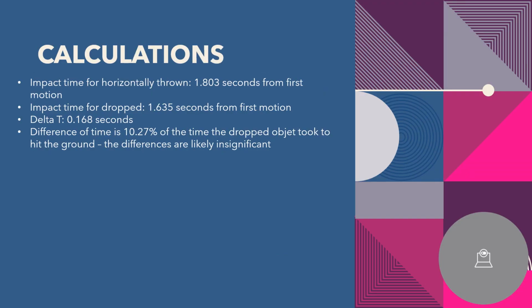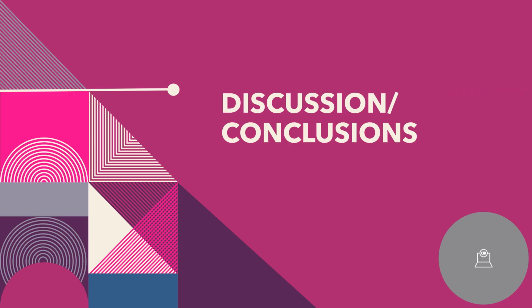My calculations for this lab found that the impact time for the object which is thrown horizontally was 1.803 seconds from first motion. The impact time for the dropped object was about 1.635 seconds from first motion. The delta t was 0.168 seconds. The difference of time is about 10.27% of the time the dropped object took to hit the ground, so the differences are likely insignificant.